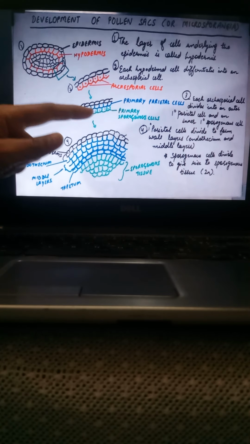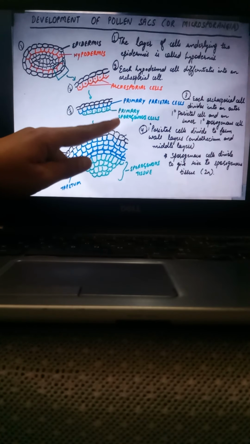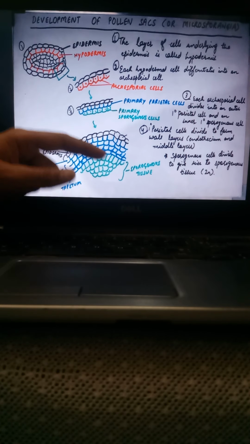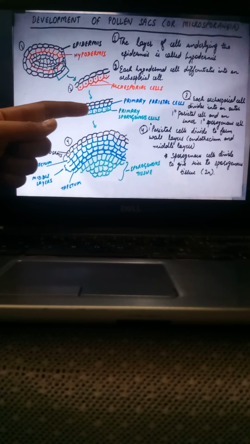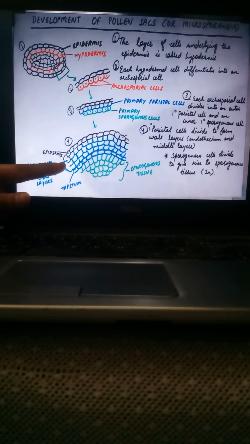Parietal cells are the outer cells. They will give rise to the wall layers, and they have nothing to do with the formation of spores or gametes. It is the primary sporogenous cells, sporogenous meaning giving rise to spores, which will give rise to the sporogenous tissue. So these primary parietal cells will divide to form the wall layers. The outermost is called the endothecium, which is followed by 1 to 3 middle layers, and after the middle layers the innermost is the tapetum, which is the most important layer lining the sporogenous tissue.